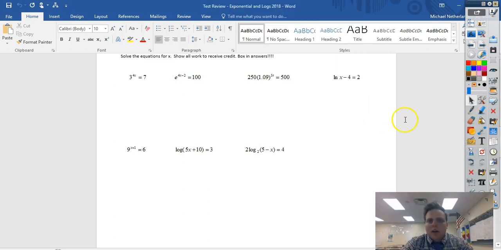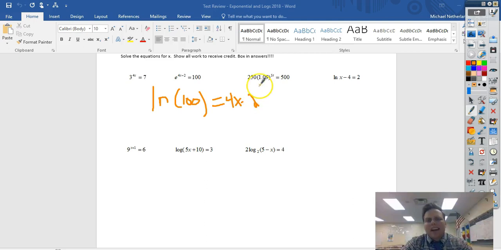e raised to the 4x minus 2 is equal to 100. Step 1, get the base by itself. It's an exponential right now, so in order to solve an exponential, you need to get the base by itself. e is already by itself, so I can change to log. Now when I do log base e, I don't write log base e, I write natural log of 100 is equal to 4x minus 2.